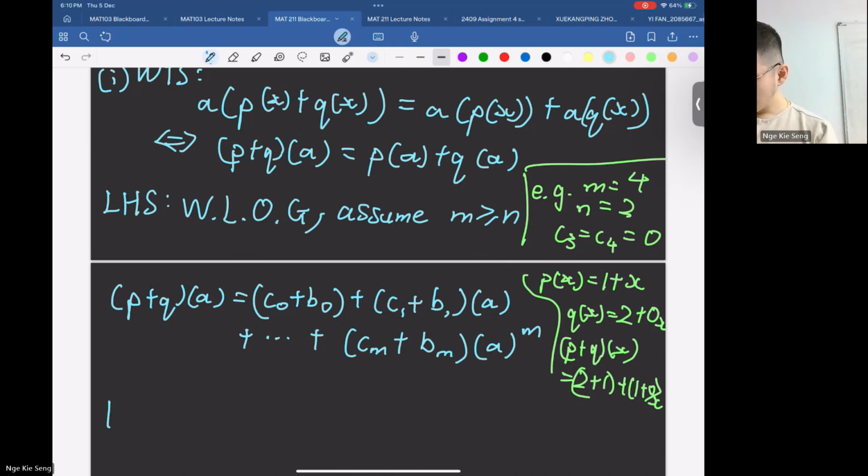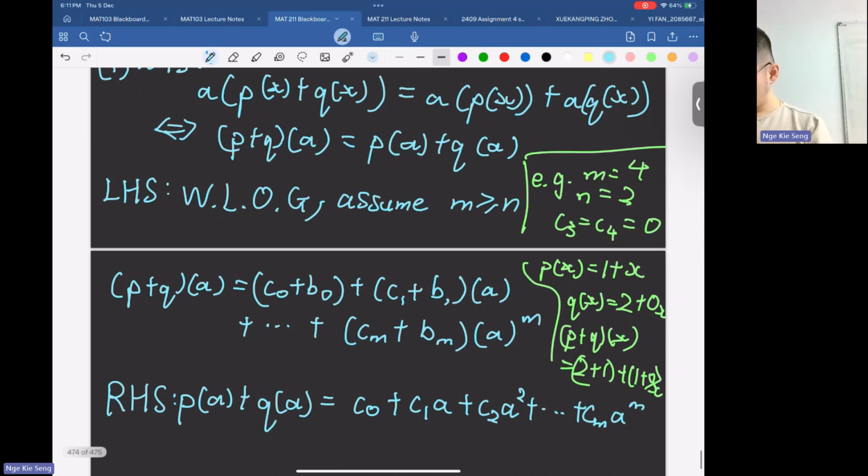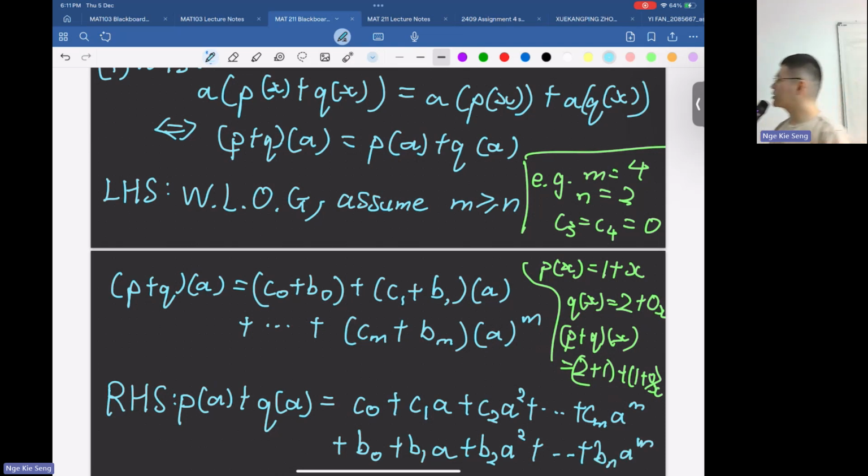Continue. Right hand side, what is it? P(a) plus Q(a). You get C0 plus C1a plus C2a squared up to Cm a to the m, and then on the other hand, you get B0 plus B1a plus B2a squared plus until Bn a to the n. So is the right hand side equal to the left hand side or not?